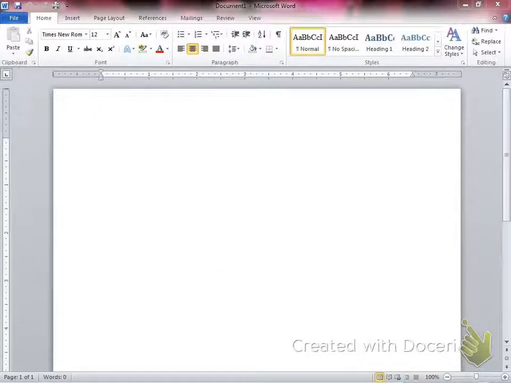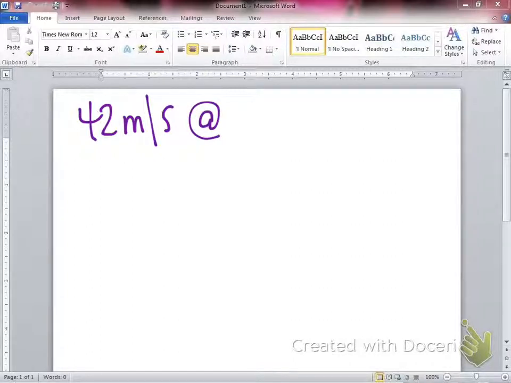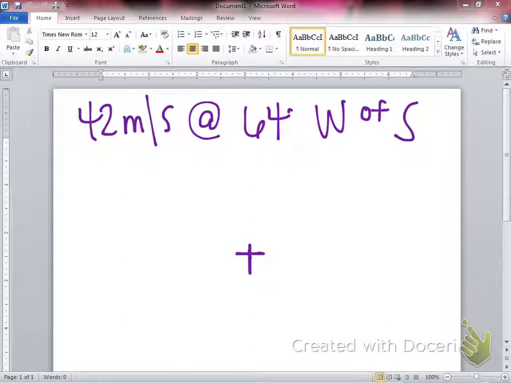Yeah or no? I want you to try this one on your own. I'm moving at a speed of 42 meters per second at 64 degrees west of south. Okay, so I want you to draw this system out, draw this vector out. If you're stuck, that's fine. Go ahead and take a look up here. If you're not, keep going.